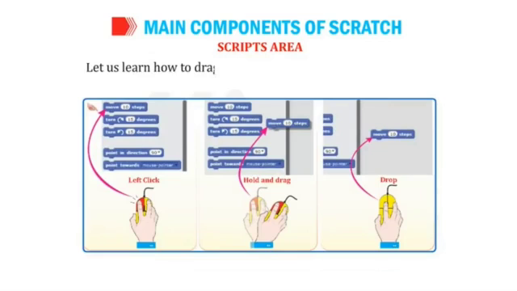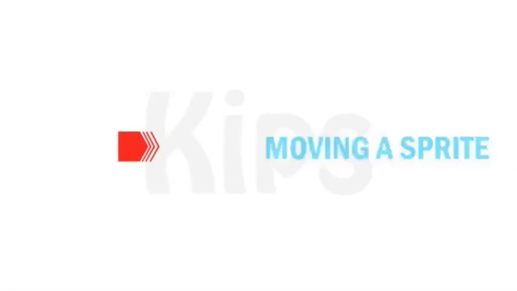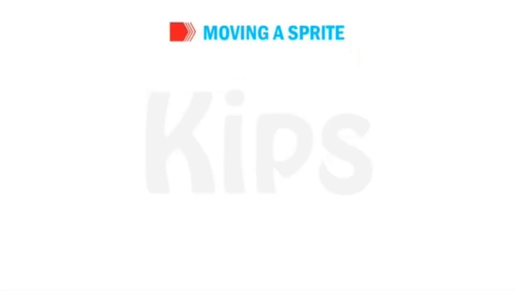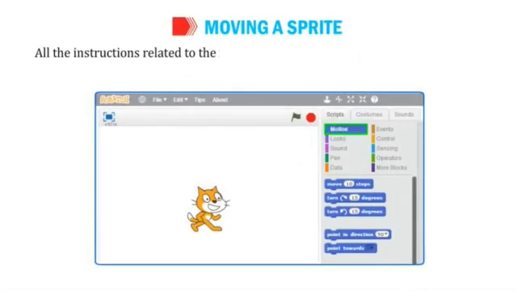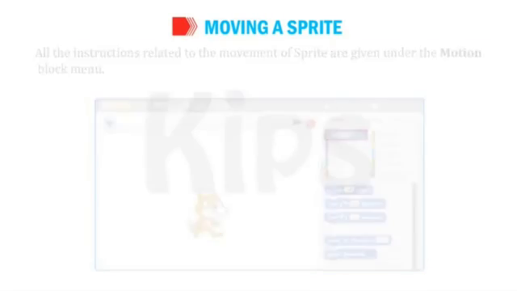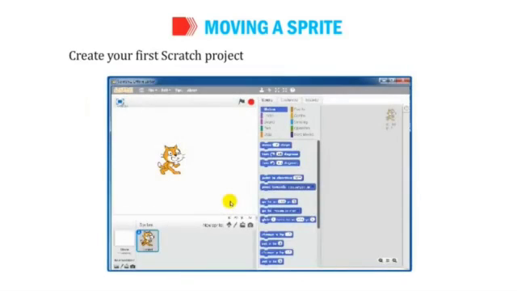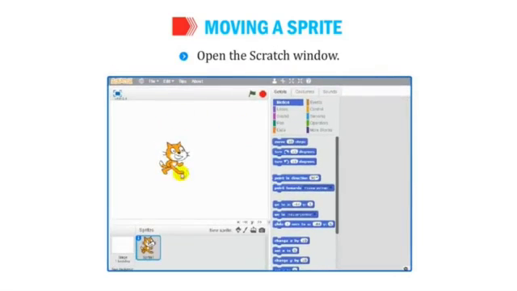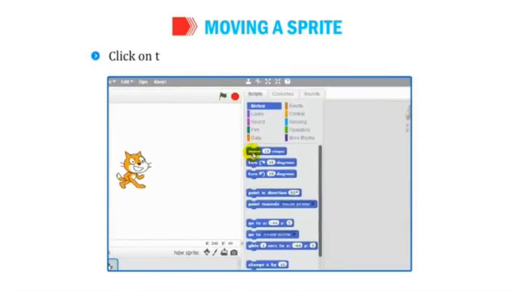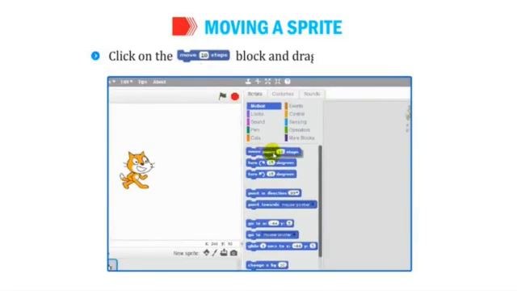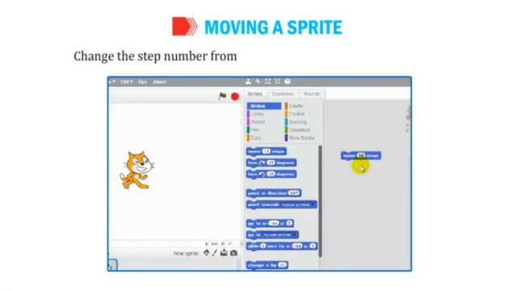Let us learn how to drag and drop in the script area. Moving a sprite. All the instructions related to the movement of the sprites are given under the motion block menu. Create your first Scratch program to move the sprite in a circular motion. Click on the move 10 steps block and drag it in the script area. Change the number of steps from 10 to 20.